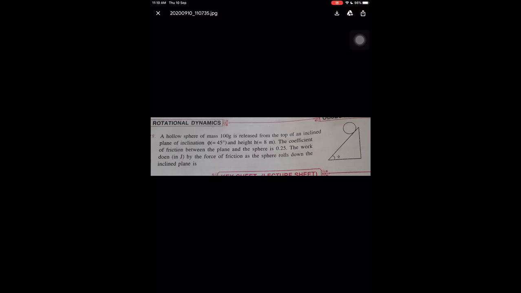Is it pure rolling, sir? That I don't know, whether it is pure rolling or not. That we can check by the formula. What is the formula for this? Tan theta is equal to mu into eta by beta, I think.